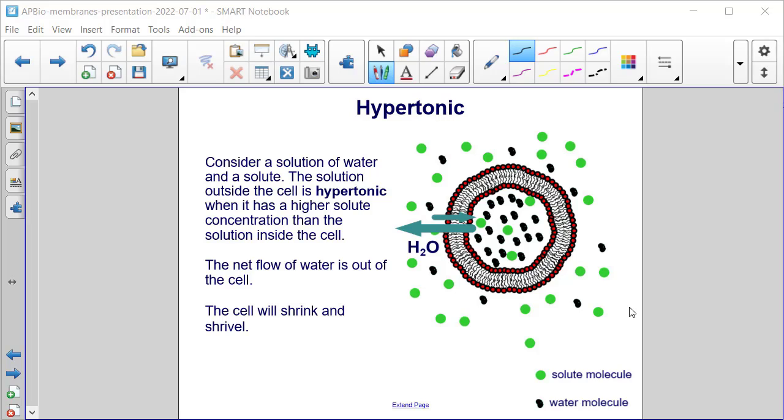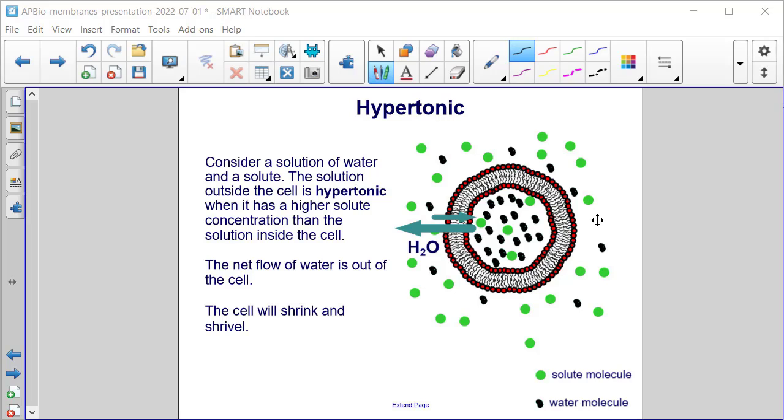First, hypertonic solutions. Consider a solution of water and solute. The solution outside of the cell is hypertonic when it has a higher solute concentration than the solution inside the cell. So in green, we have our solute molecules. You see you have just a few solute molecules inside the cell and a lot of water. Outside the cell, you just have a little bit of water and a lot of solute molecules. So highly concentrated solute molecules outside of the cell.